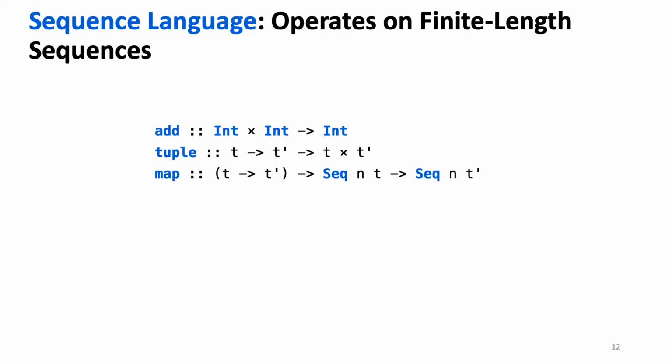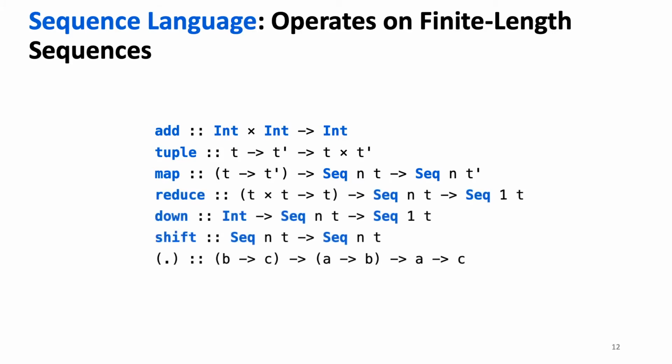Let's start by looking at the sequence language. It's a fairly standard data parallel language that has map, reduce, and a few extra operators for image processing like downsample, which takes 1 element out of a sequence and drops the rest. The most important property of this language is that operators process fixed-length sequences. The lengths of all sequences are statically known at compile time and incorporated into dependent types.